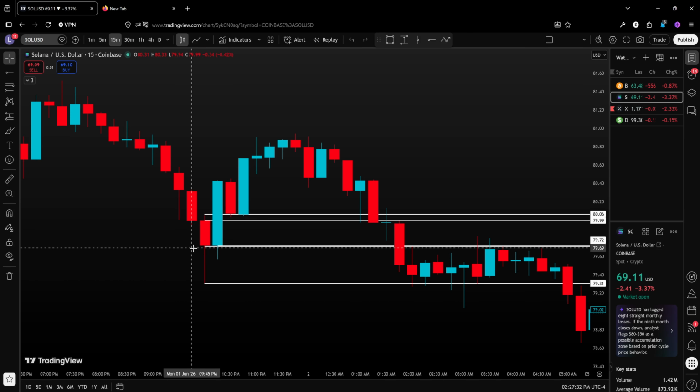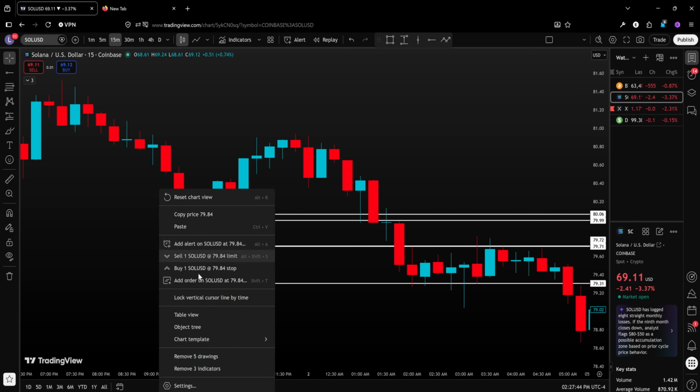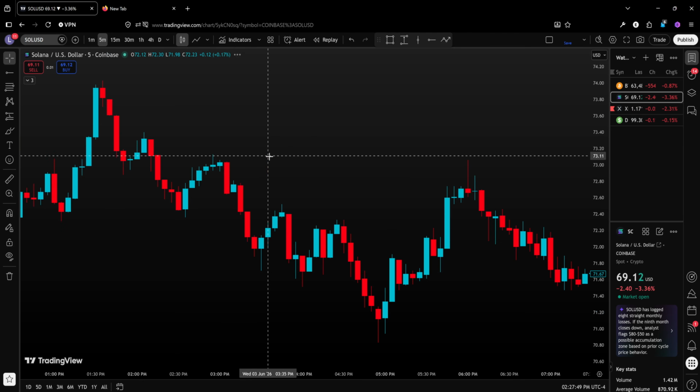And this is where it closed at on the 15-minute time frame. This is the open. This is the highest point that it got to. This is the lowest point that it got to. And this is where it closed at in the 15-minute time frame. Let's go to a different time frame for some more examples.